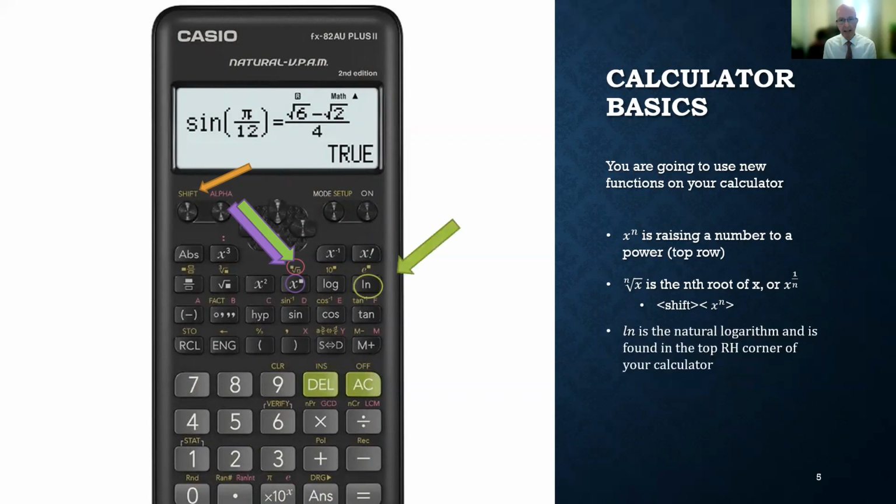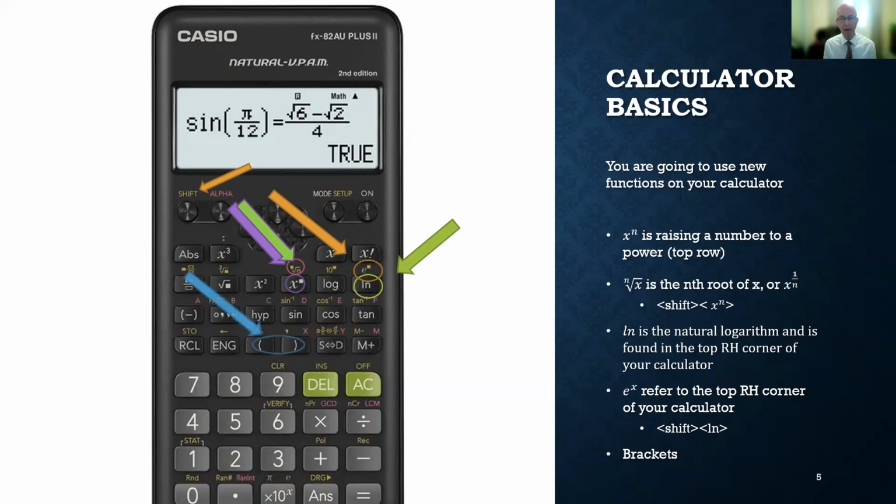We'll also be using the ln functionality, which is the natural logarithm, found in the green circle there, in the top right-hand corner of the calculator. And we'll definitely be raising numbers to the power of e to the power of x. We can access that by entering shift and e to the n, the e to the n being the shift ln button. And the final thing we'll be using quite frequently is the brackets functions, which are just there on the bottom row.